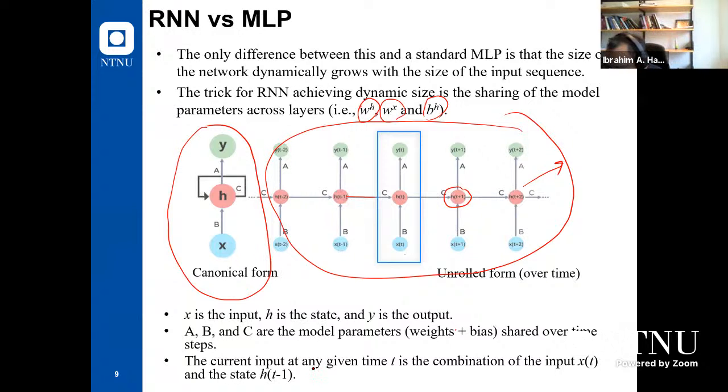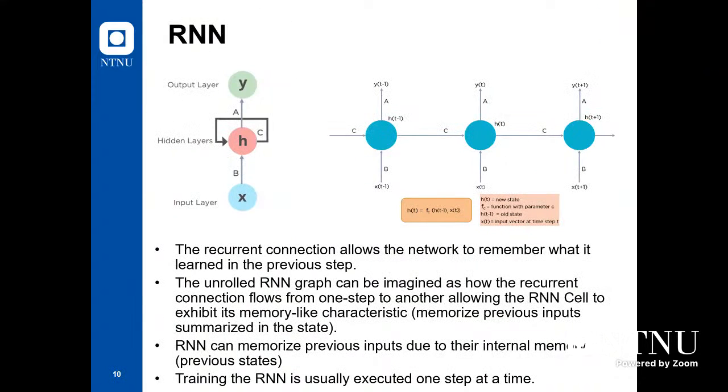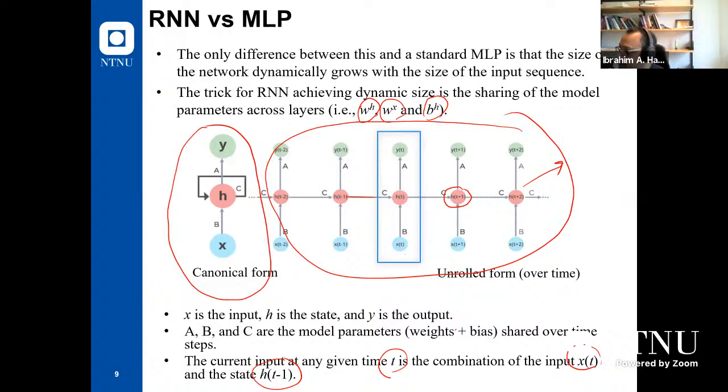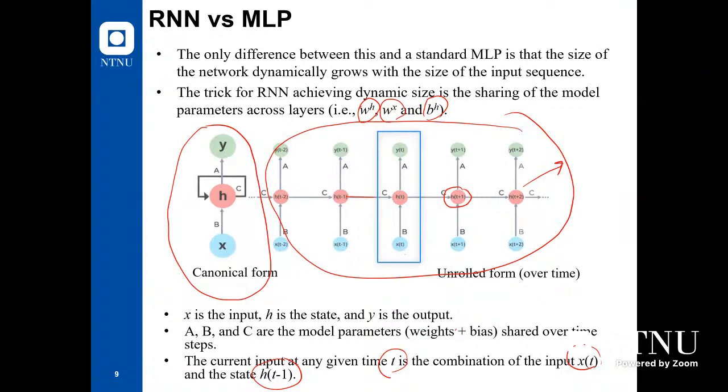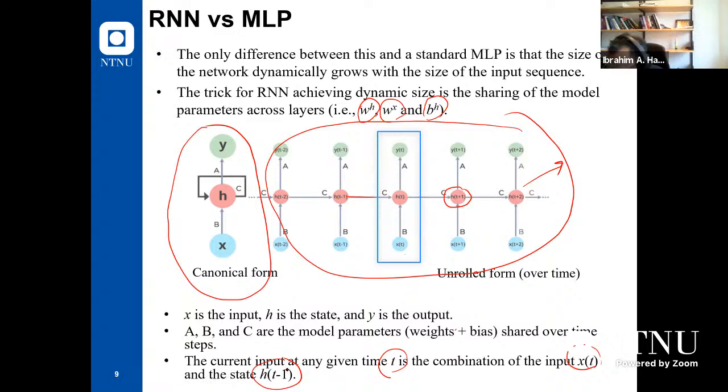So the current state at any given time t is a combination of the input xt and the state ht minus 1. We know this. Is that input or state? The current state at any given time t, right? Yes, this is the current state. Yes, this is good.